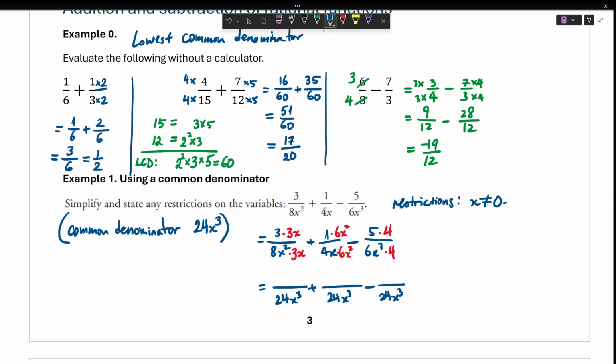So in the numerators we have 9x plus 6x squared minus 20. At this point we can just add the numerators. And now we're done. Okay, so we're going to say it's equivalent to this, except x can't be 0.